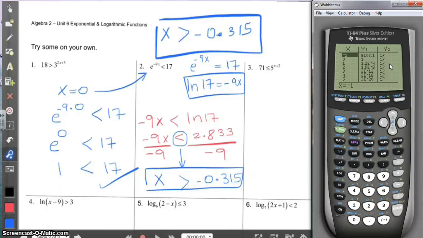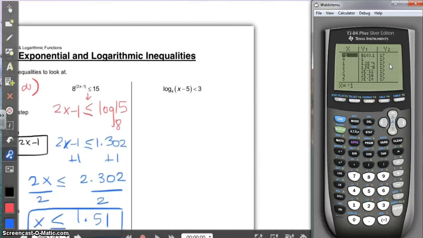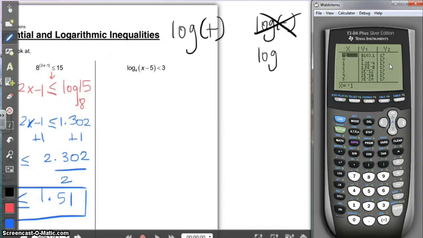Now, I hope that was helpful. Now let's move on to how we can solve every time we have a log. Now here you have to pay attention. Do we have special consideration? Yes, because log can only be positive on the inside. You cannot have log of a negative. You cannot have log of a 0. So the inside of the log should always be positive.